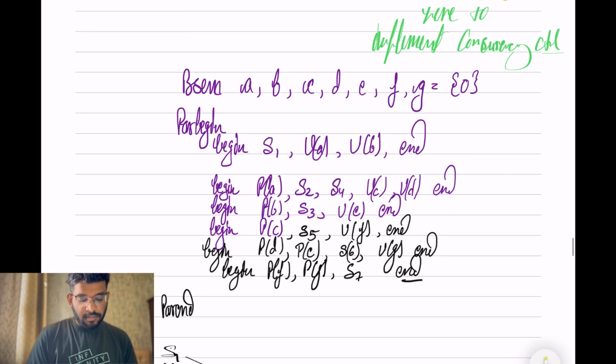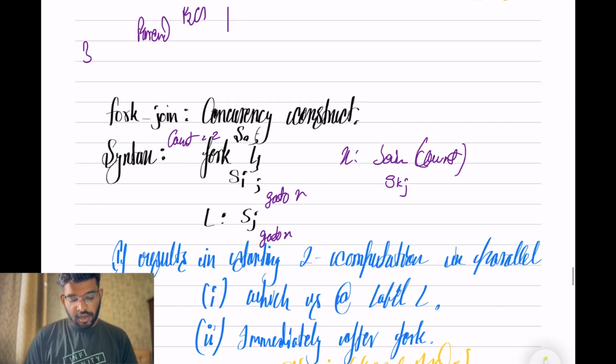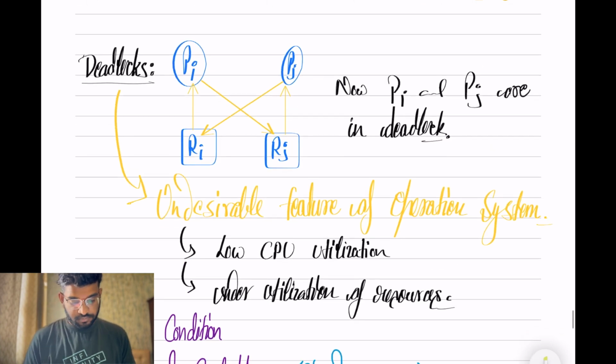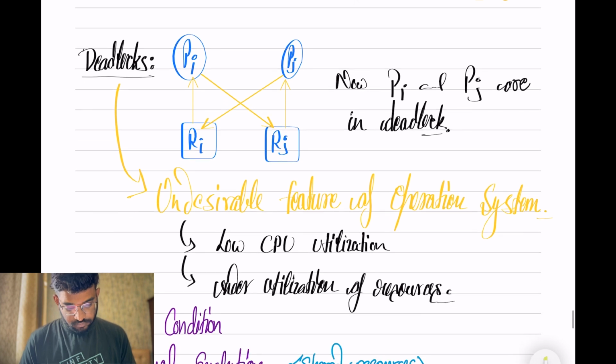This is the concurrency construct. Parbegin-parend and cobegin-coend: coend means it is executed in a serial manner, while parbegin-parend means it is executed in a parallel manner. This is fork join.